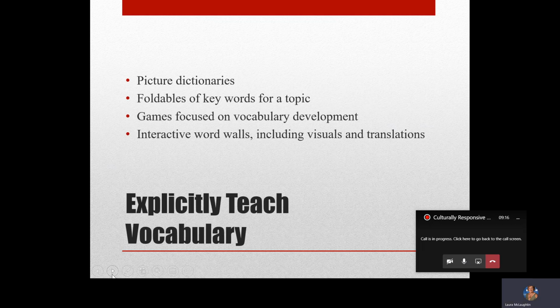How can you explicitly teach vocabulary? Use picture dictionaries. You can have the students create foldables of key words for a topic. You can have games focused on math vocabulary, and interactive math word walls, including visuals and translations. Another really important thing is math anchor charts.